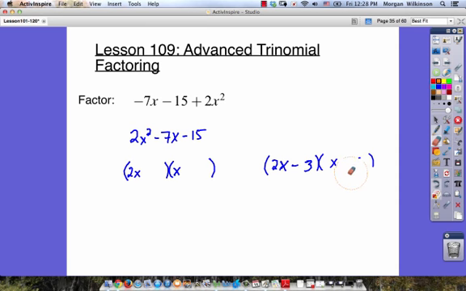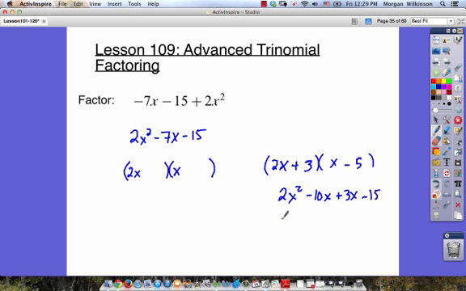We need to flip them. We need to make this a negative 5, and we'll make this a positive 3. 2x times x gives us 2x squared. 2x times negative 5 gives us negative 10x. And then we're going to get 3 times x, that gives us positive 3x. And 3 times negative 5 is negative 15.